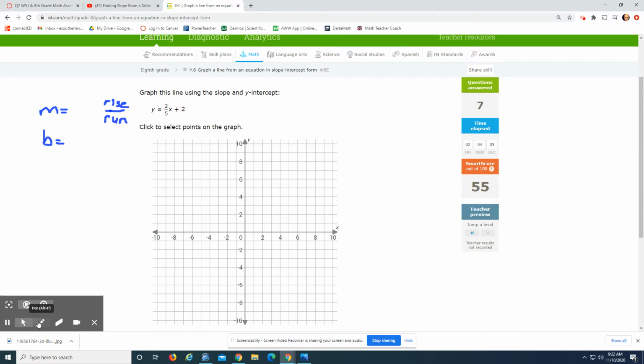So knowing that this is 2 and this is 2/5, nothing changes just because it's now got four things on it. So 2 tells me where to click on the y-axis. So right there's 2. 2/5 tells me to go up 2 and over 5. So 1, 2, 1, 2, 3, 4, 5. Notice how I always go to the right. So the negative tells me to go down, but I always go to the right for the run.